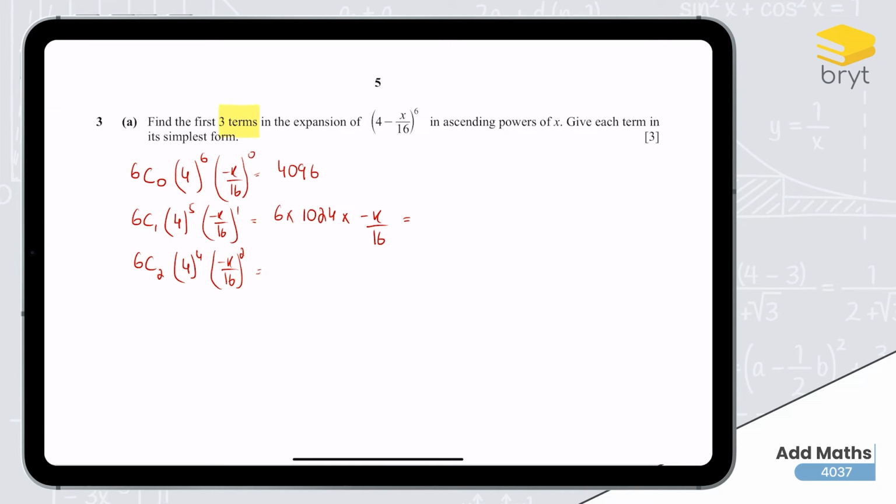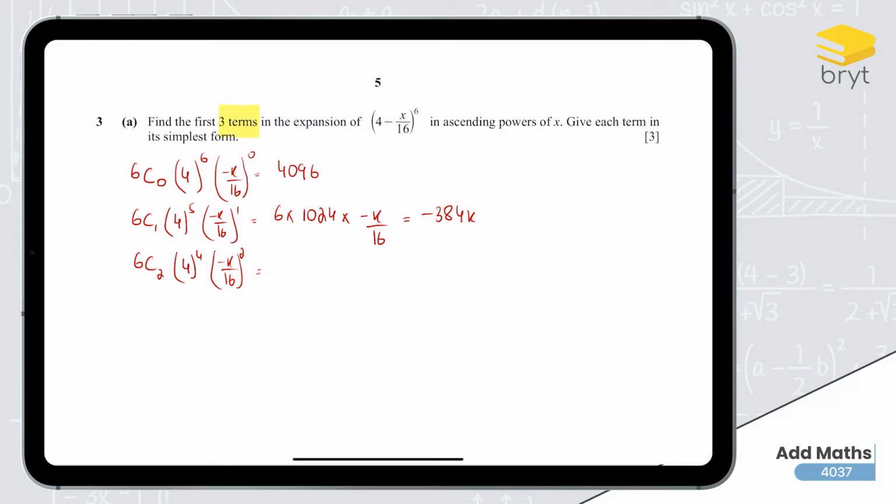So we'll simplify this now. 6 into 1024 divided by 16, so we're looking at minus 384x. It's a good idea to do it step by step rather than just doing it directly. That would be my recommendation.